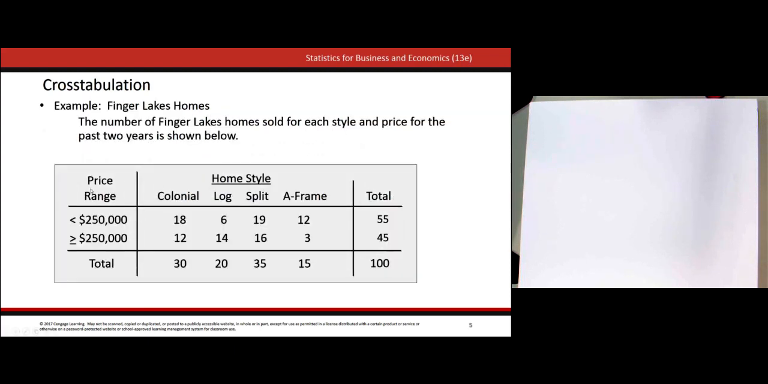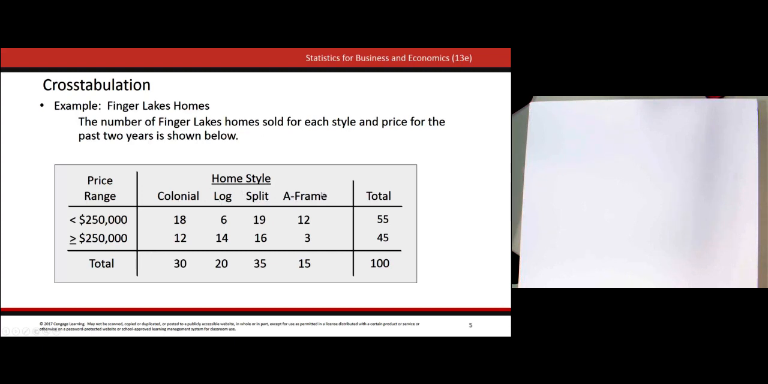So this is one example. Here we have two variables, price range and home style. We have two classes for price range, less than $250,000 and larger than or equal to $250,000. And four different home styles: colonial, log, split, A-frame.